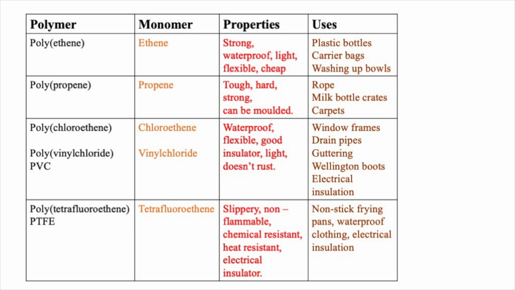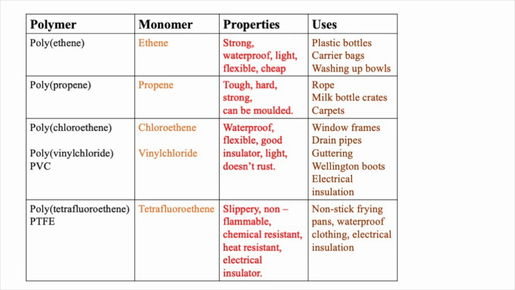Now finally, PTFE is made by joining tetrafluoroethene molecules together, and is used for non-stick frying pans, waterproof clothing and electrical insulation. And its properties are that it's slippery, it's non-adhesive, it's not flammable, which you wouldn't want it to be flammable if you used it for a frying pan. It's chemical resistant, you wouldn't want the frying pan to start wearing away using cooking oil. It's heat resistant, it's an electrical insulator, it's got a high melting point. These are all properties that make it suitable for these uses.